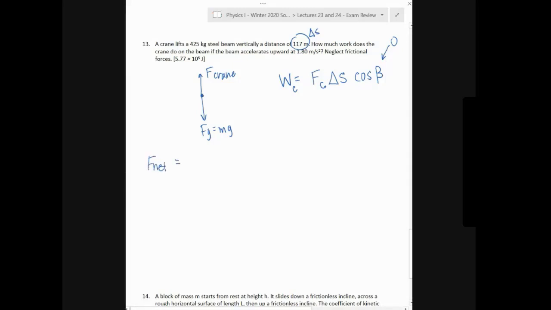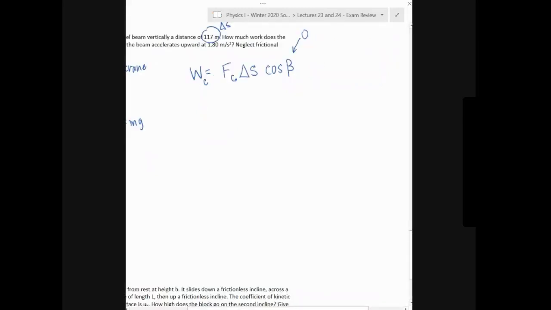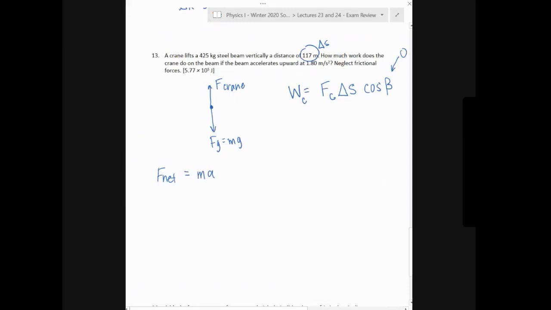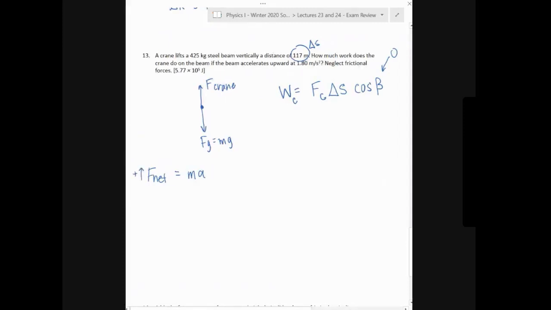Most of the time when you're drawing a free body diagram, it's because you're going to use F net equals ma. Now, this time we know the a. What's our F net going to be according to the free body diagram? Which way are we going to say is the positive direction? Upwards, because the crane is moving upwards. So what's the F net? F crane minus F G, perfect.